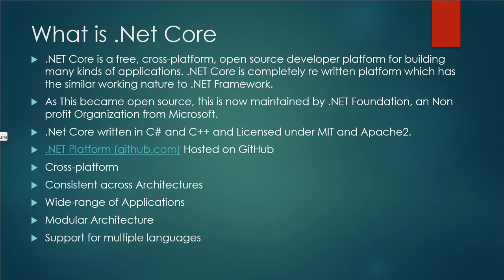Okay, and this .NET Core is cross-platform, as we already know, and consistent across architectures. Now everything is a console kind of application. Everything will have a Program.cs with a Main method. That's the starting point of every application in .NET Core. And we have a wide range of applications as we discussed: Windows, web, Linux, Mac.